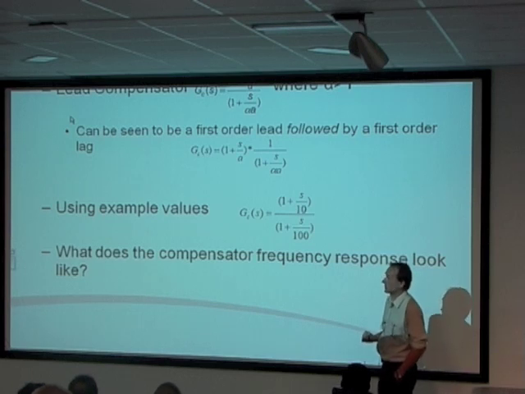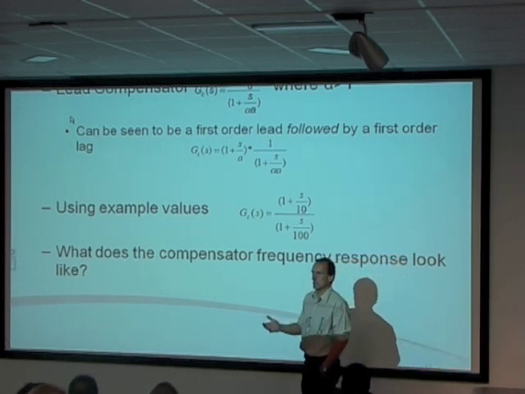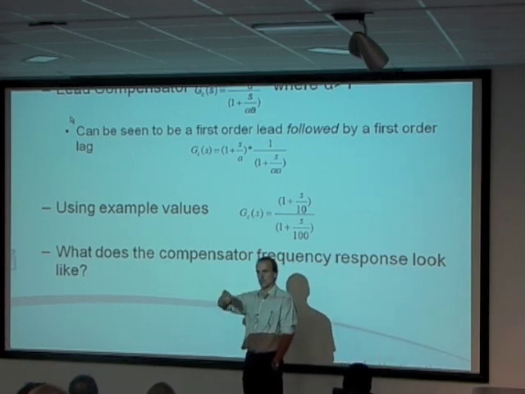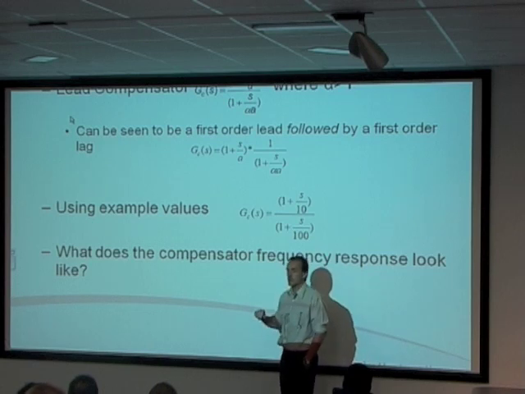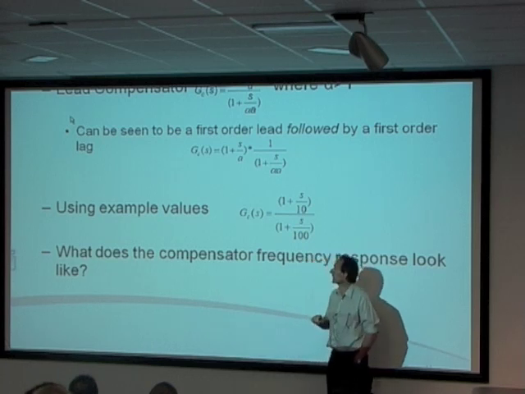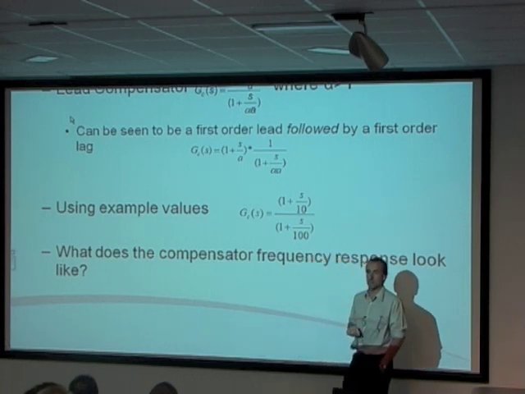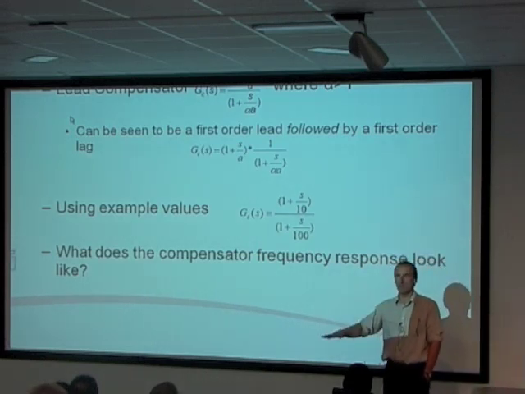So what this thing is doing is introducing a first order lead, and if you think of the amplitude plot, the gradient is going to be positive, it's going to go up, and a short time later it's going to level off again. More interestingly, if you think of what's happening on the phase plot, we're introducing a bit of phase advance because of the lead, and then we're taking it away again.